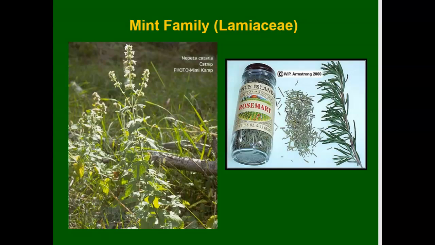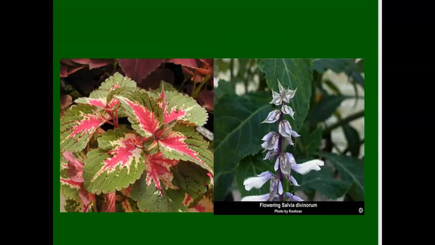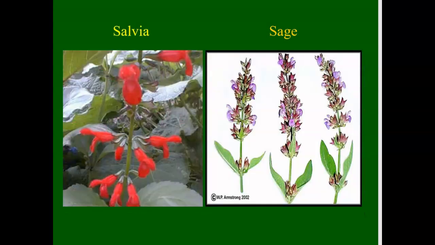Here's rosemary that's often used in cooking. That is another type of mint. This is the coleus plant, which we looked at when we were looking at leaves a few weeks ago. There is a salvia, which is also a member of the mint family. There's quite a few salvias as well.